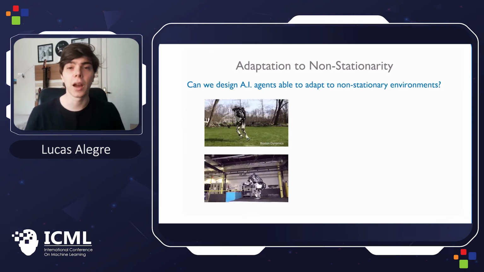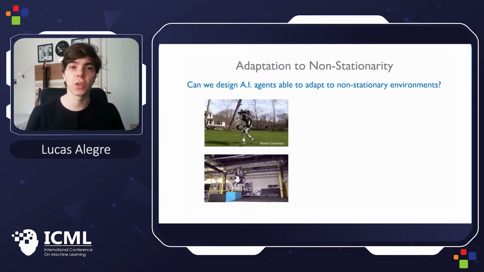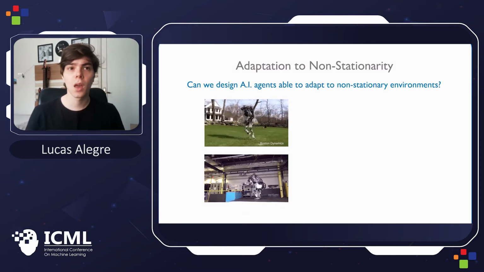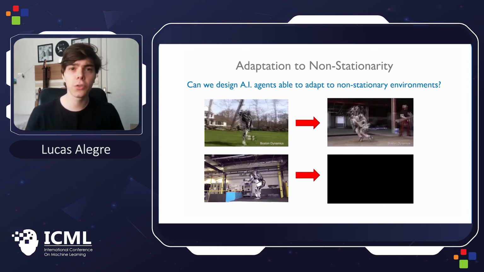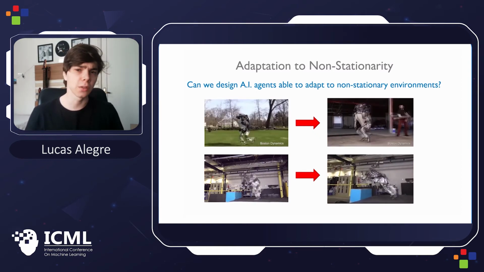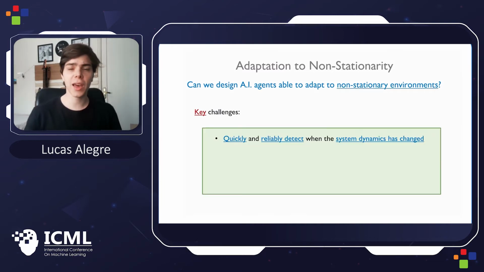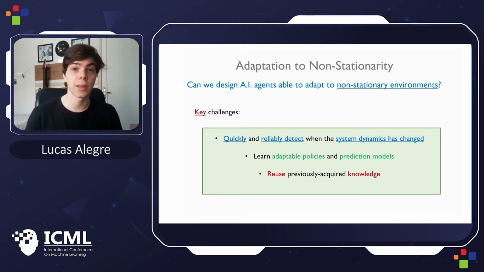But can we design artificial intelligence agents able to adapt to non-stationary environments? That is, agents that can adapt their decision-making policies to different kinds of unexpected perturbations. The key challenges that we try to address in this work are how to quickly and reliably detect when the underlying system dynamics has changed, how to learn adaptable policies and prediction models, and how to reuse older knowledge, avoiding the problem of catastrophic forgetting.